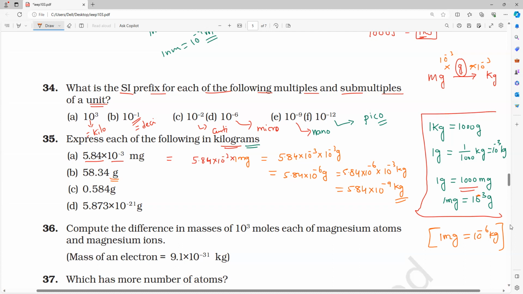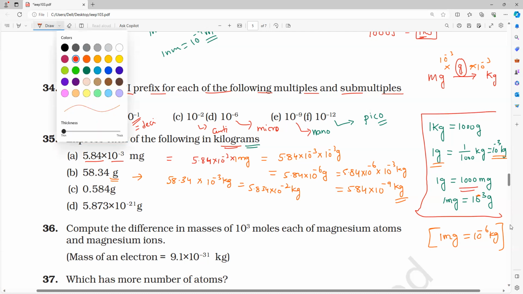Next, 58.34 grams. Very simple. We all know 1 gram is equal to how many kilograms? So multiply: 58.34 into 10 power minus 3 kilogram. Now write it simplified: 5.834 into 10 power minus 2 kilogram. Any problem? Understand? Clear?